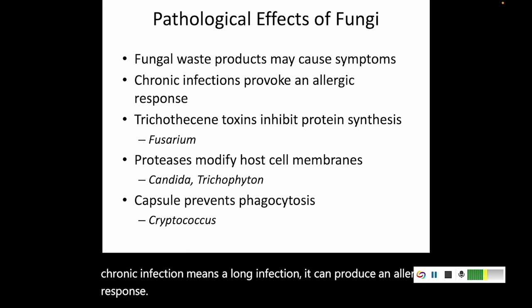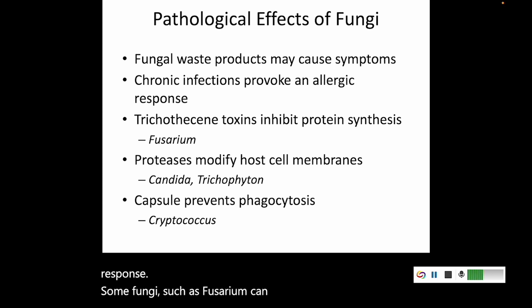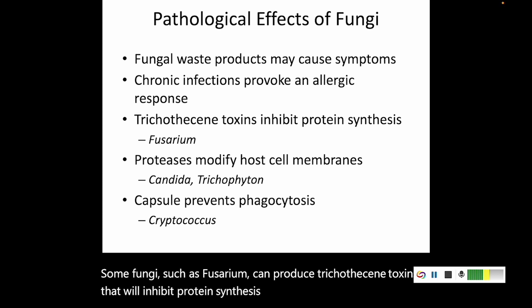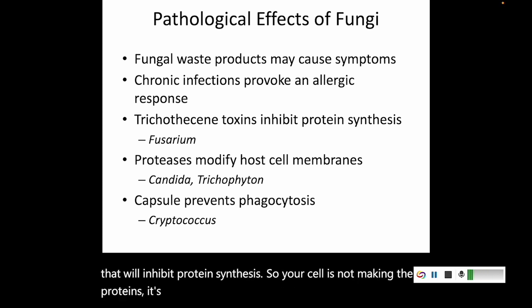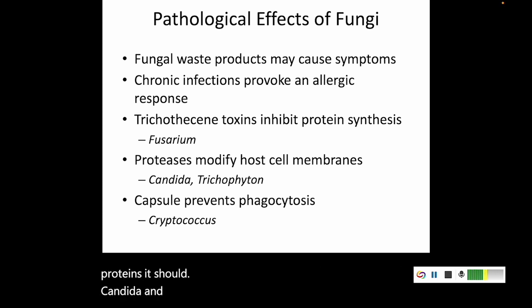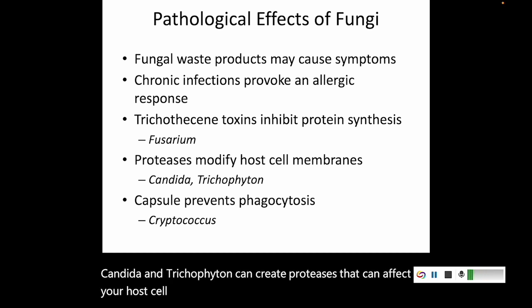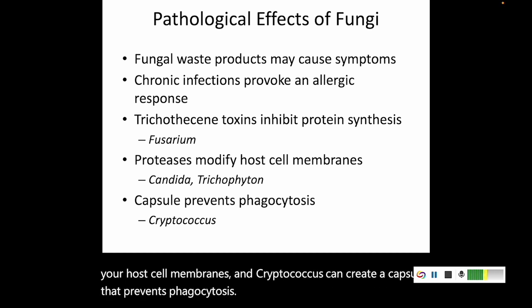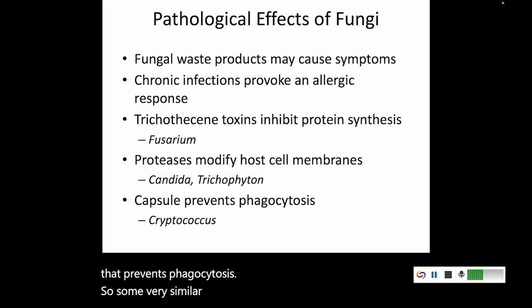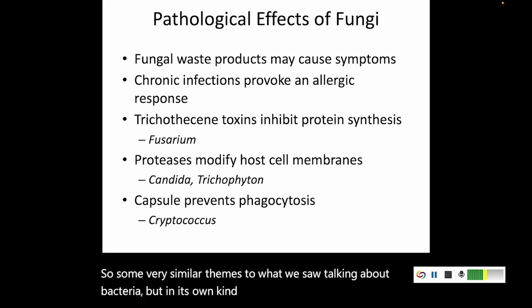Some fungi, such as Fusarium, can produce trichothecene toxins that will inhibit protein synthesis, so your cell is not making the proteins it should. Candida and Trichophyton can create proteases that can affect your host cell membranes, and Cryptococcus can create a capsule that prevents phagocytosis. So some very similar themes to what we saw talking about bacteria, but in its own kind of fungal type of way.